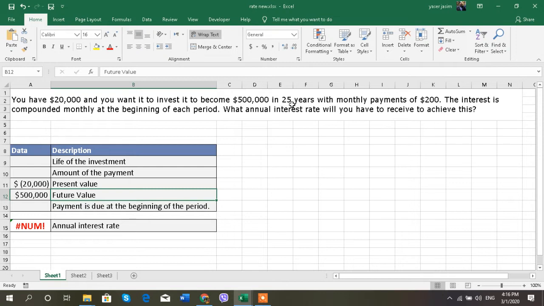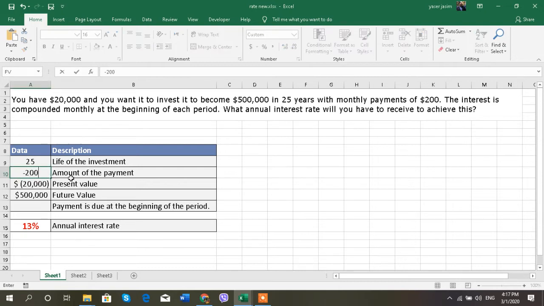In 25 years. Life of investment, number of periods is 25. And because this is years and monthly payments, these are not even, so I need to do something in the rate function to solve this problem. My monthly payment is $200, and because we're going to pay it, it's going to be in minus as well. So the amount of payment will be minus $200.